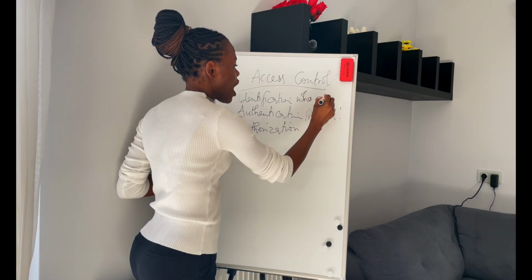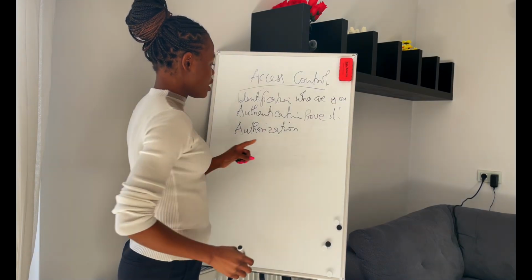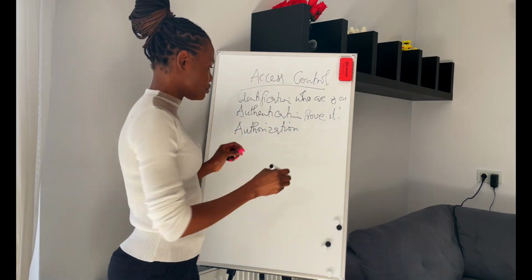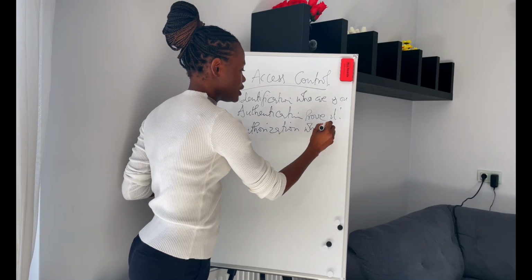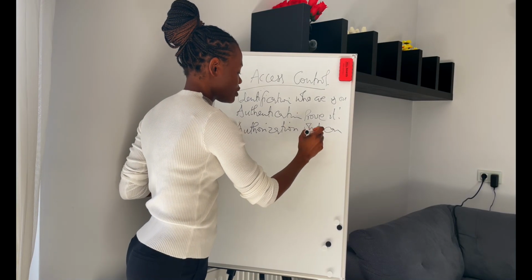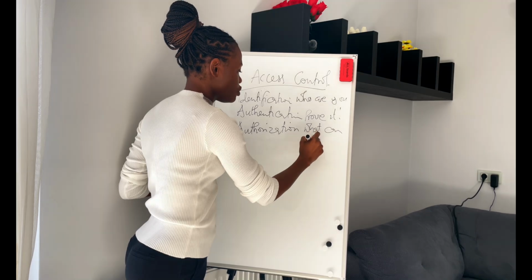Identification is who are you. And authorization means what can you do? In simple context, what can you do?